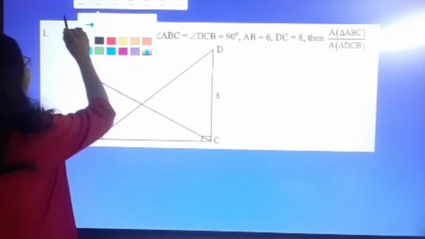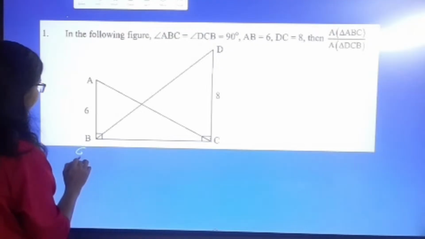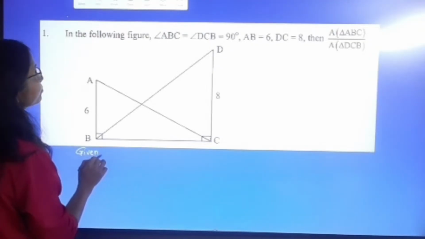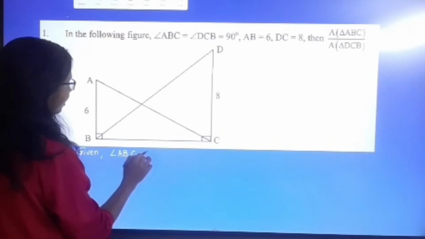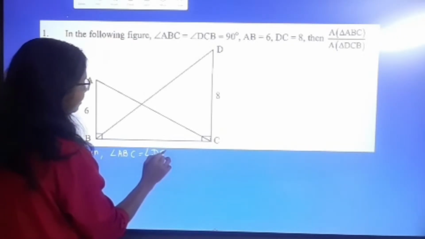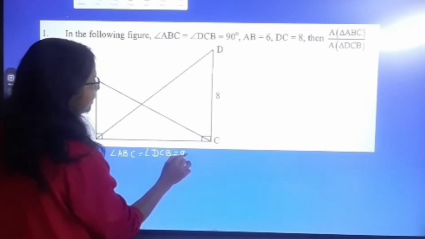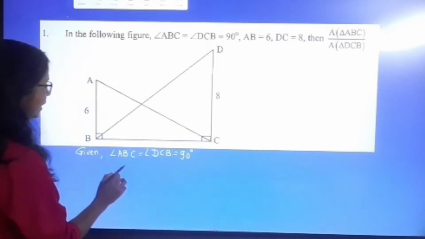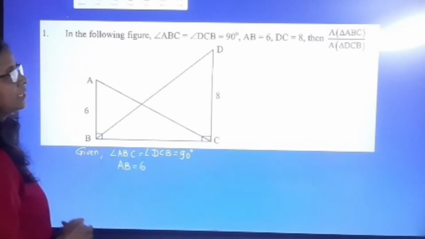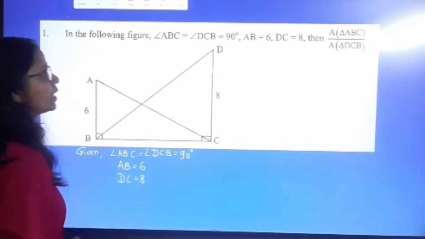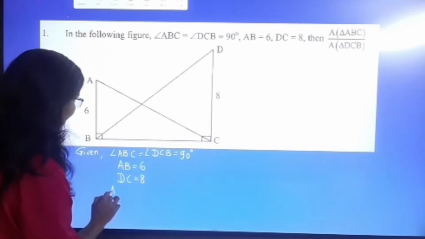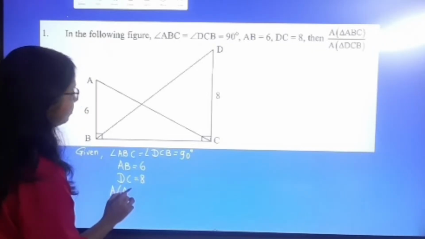So first I write down, in the given, angle ABC is equal to angle DCB is equal to 90 degrees. AB is equal to 6. DC is equal to 8. And then find out the area of triangle ABC upon area of triangle DCB.